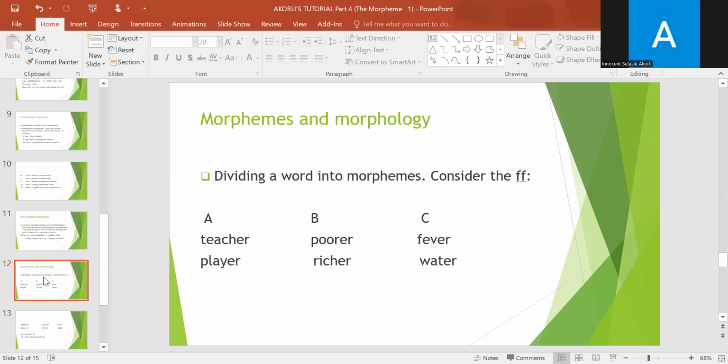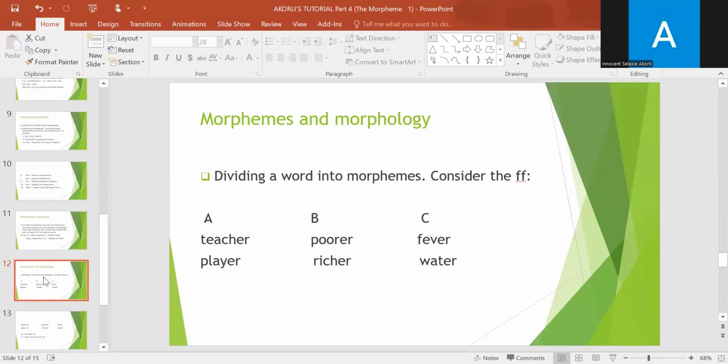Now, when you look at this particular set of morphemes, here we have category A, B, C. Category A has teacher, player. Category B has poorer, richer. Category C has fever and water. Now, teacher, player, poorer, richer, fever, water. If you look at category A, they are nouns. Category B are adjectives. Category C are also nouns.